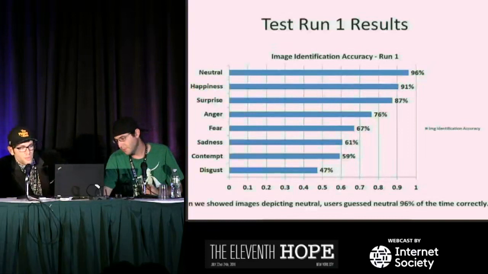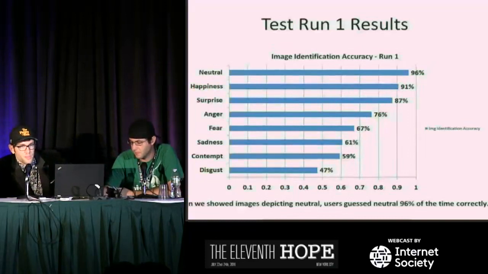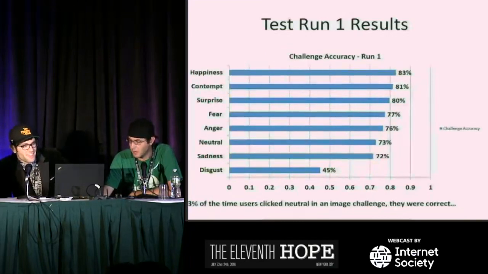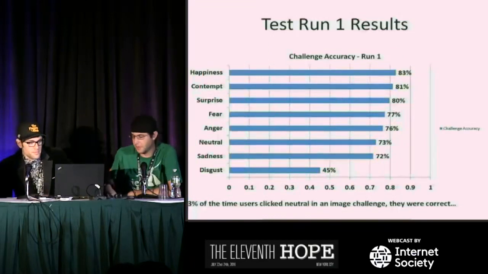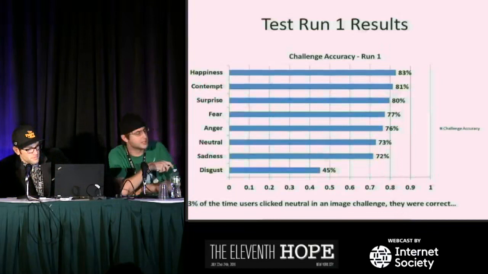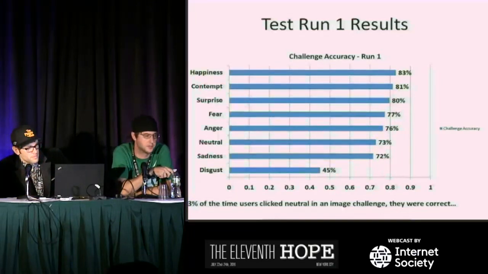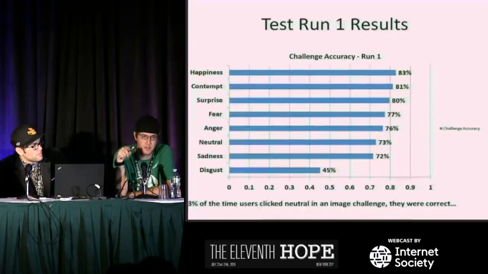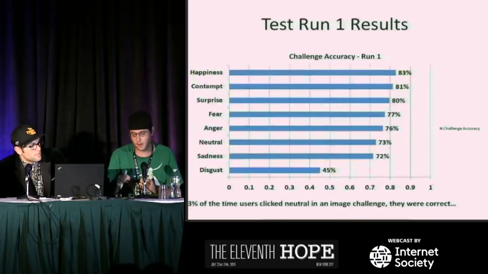Two interesting points: contempt and disgust are experimental emotions in the API. They're not fully implemented yet, so keep that in mind. And this is all guess-based results. When people guessed happiness, 83% of the time they were right. When they guessed disgust, 45% of the time they were right. So 55% of the time that people clicked that disgust face, they were wrong. So disgust is obviously a good candidate for just being chopped off.